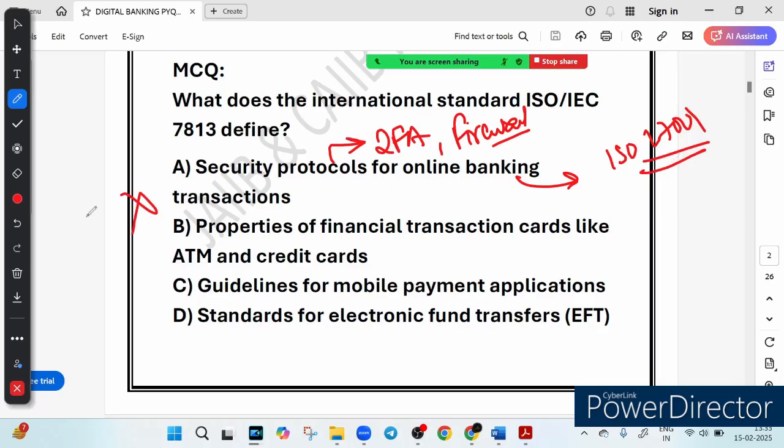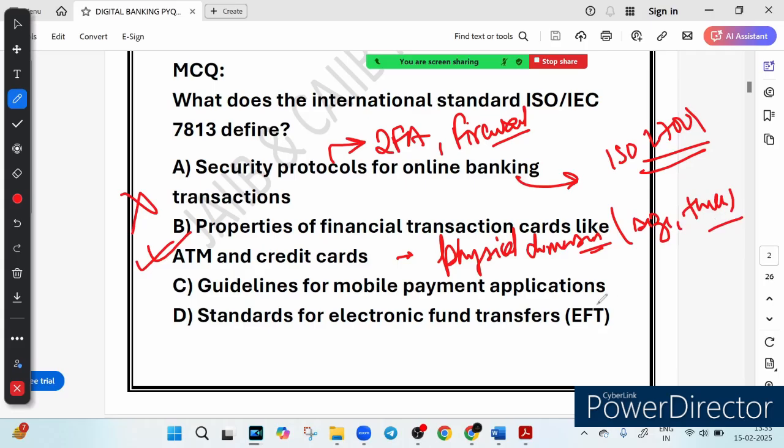Now option B says properties of financial transaction cards like ATM and credit cards. This is correct, because ISO IEC 7813 is an international standard that sets rules for financial transaction cards, like physical dimensions, meaning the size and thickness of the card. It also sets rules for the magnetic stripe, meaning how data is stored.